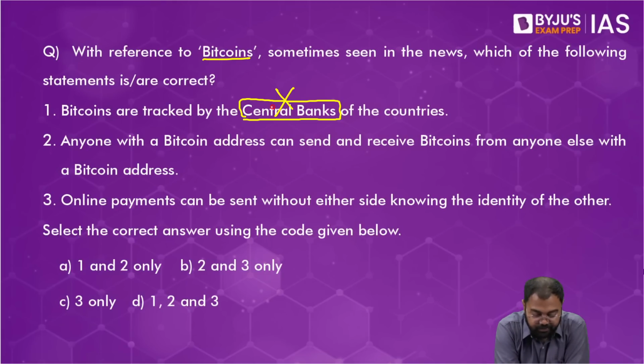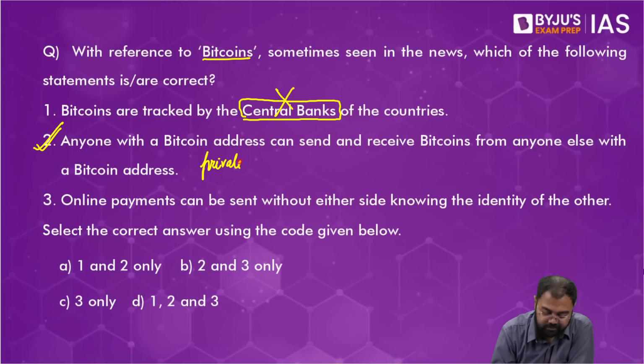Second is anyone with a Bitcoin address can send and receive bitcoins from anyone else with a bitcoin address. This is correct. All you basically have is a bitcoin address and nothing else, and that address is an encrypted address that nobody knows of. It's just like an email id, that kind of an address. So that's why nobody can track you through it, nobody can know your location or your identity through this address. So this can be done. It has basically a private and a public key.